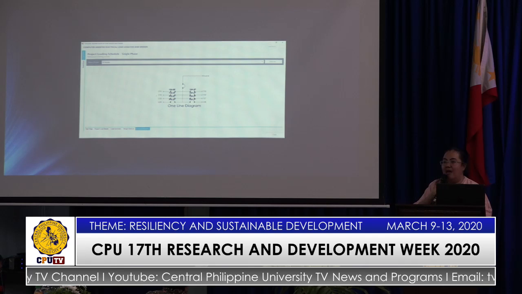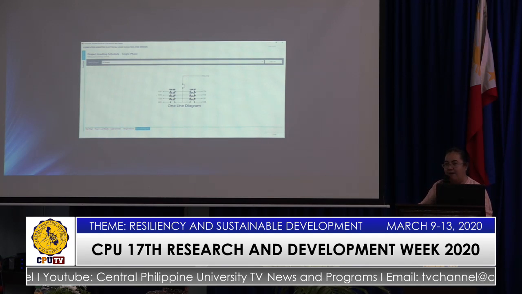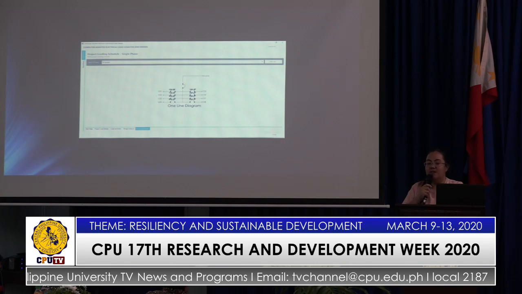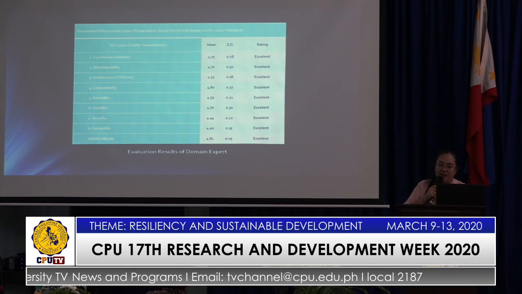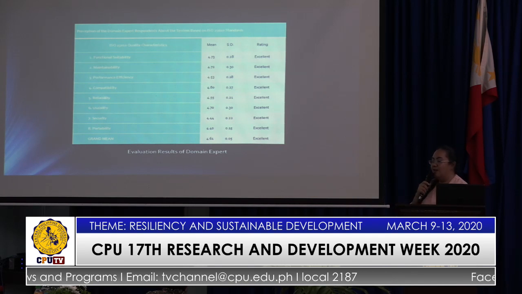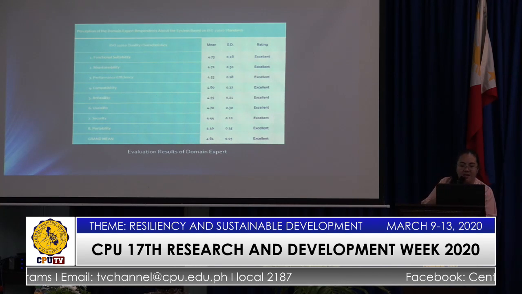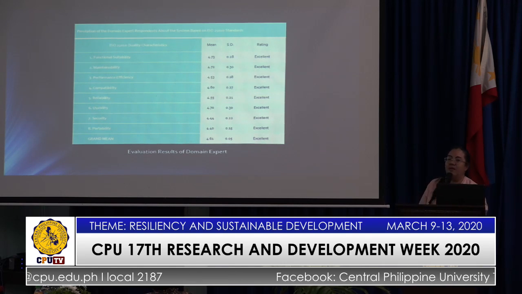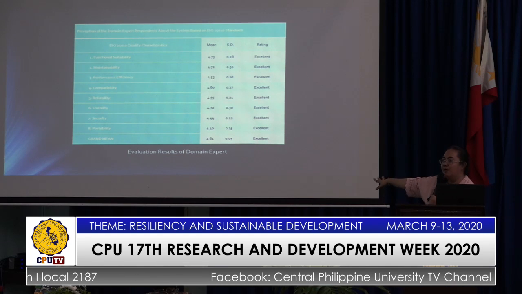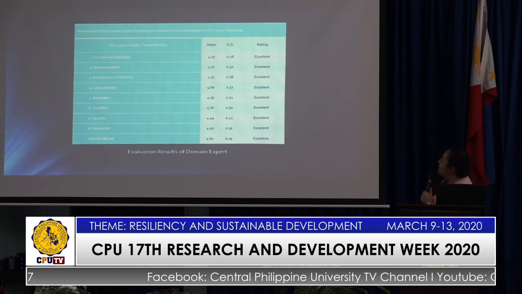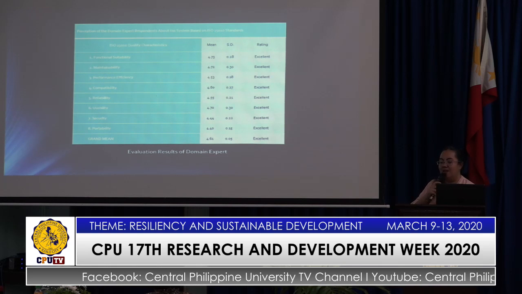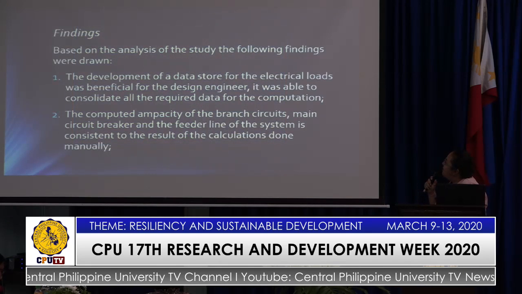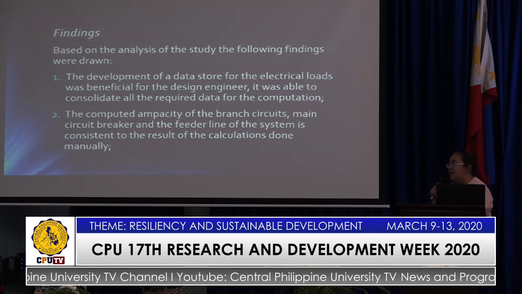Now, I asked about five design engineers, or five professional electrical engineers, to assess my work. And this is the result of their evaluation. I used the ISO 25010 standards, the set of questions there. I asked them to try out my system, and this is how they rated my system. So basically, I got an excellent rating for all of the characteristics.